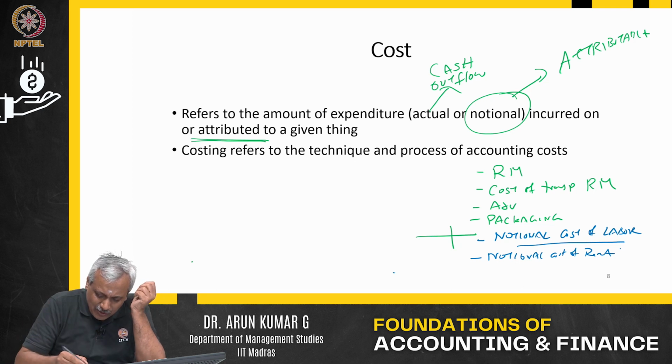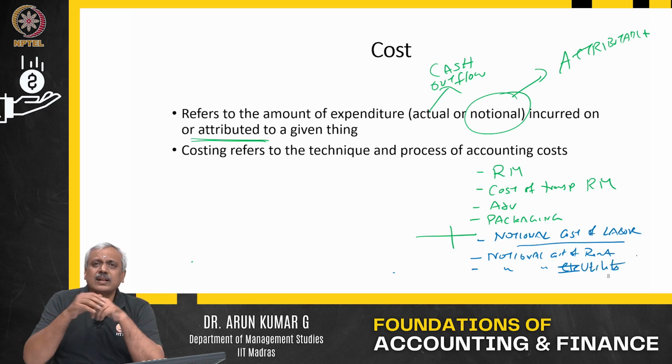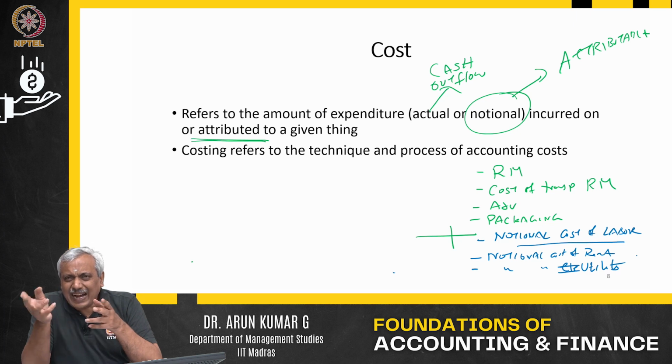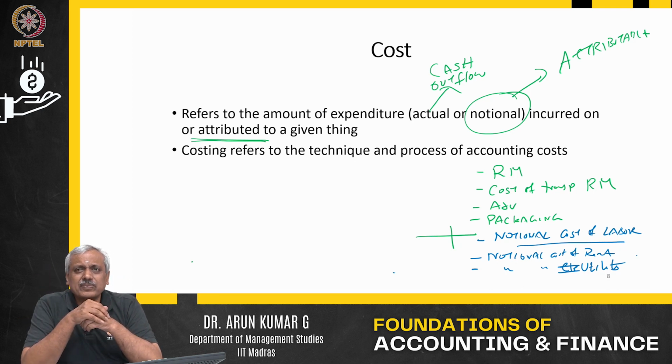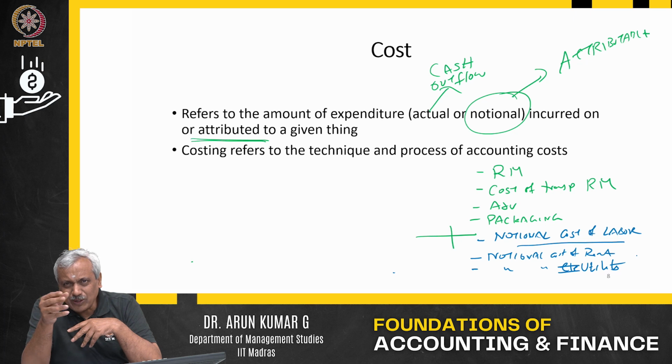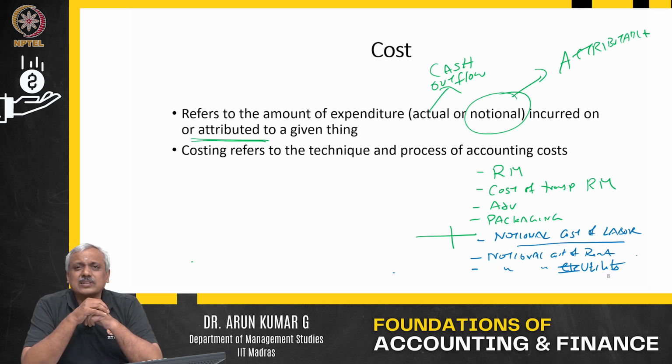For example, now notional cost of electricity, utility, instead of electricity I will say utility. If I had hired a space in an industrial space, a shared space, I would have paid for utilities, maybe power, maybe water, whatever it is. What is the amount that I would have paid for utilities? Yes, that becomes a notional cost.